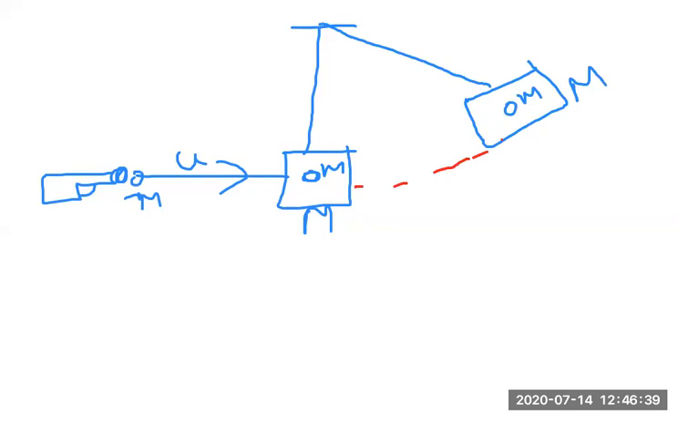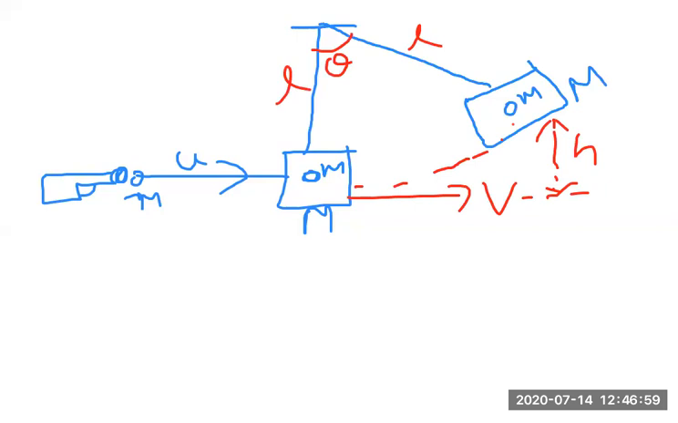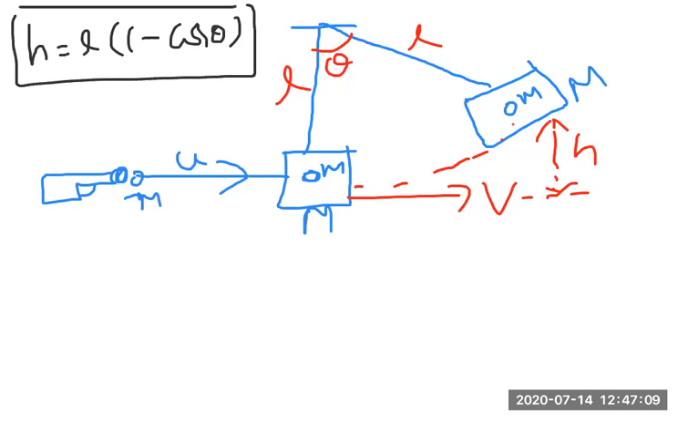So here, now they are asking what is the velocity of the bullet. It has to travel like that, which means what is the velocity at bottom. So the velocity at bottom is V. So it rises to a height of H. From here to here, the height it rises is H. The length is L, and the angle it makes here is theta. So from here, clearly I can write H is equal to L into 1 minus cos theta. So here, the height it rises is L into 1 minus cos theta.